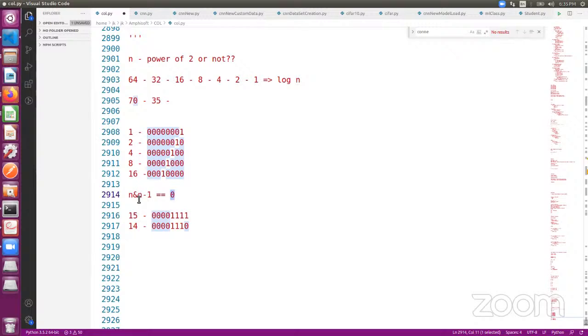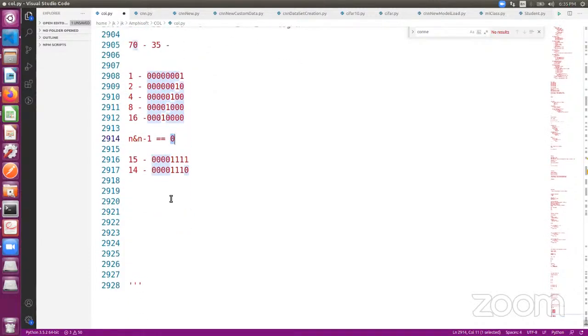Understood this? Hello. Yes, sir. Okay. Others? Yes, sir. Yes, no. Okay. So these are all complexity reductions.